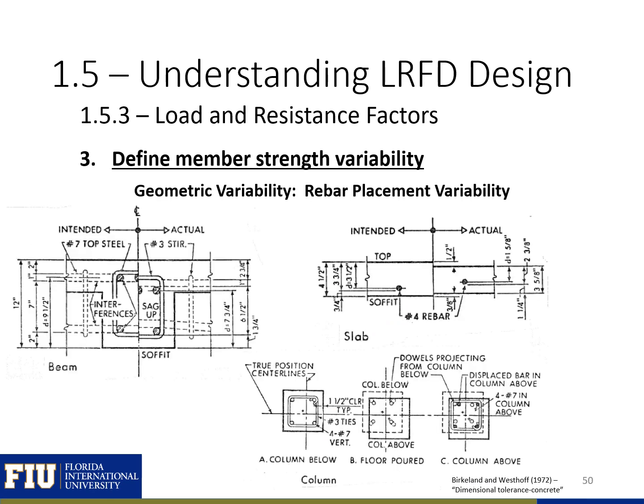Another type of geometric variability is the location that the rebar is placed. It can be variable in this section. So you may specify the reinforcement be located at one location, but it may sag up or sag down depending on how it's tied to the rest of the cage and how the cage is secured. So there can be some variability that's accounted for in the code in the actual location of the reinforcement versus what you designed.